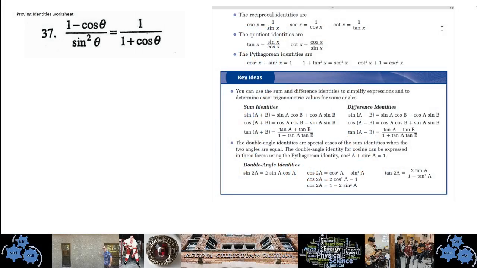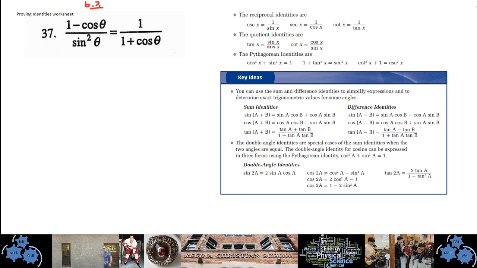Right, so here we are, Pre-calculus 30, and this is 6.3, proving identities. This is number 37 from the handout assignment. If you have something like this and you're asked to prove it, again, we want to make one side look like the other side.